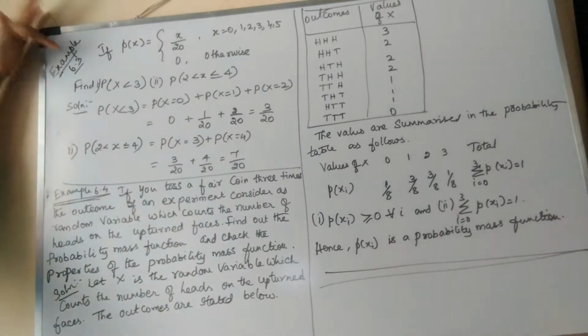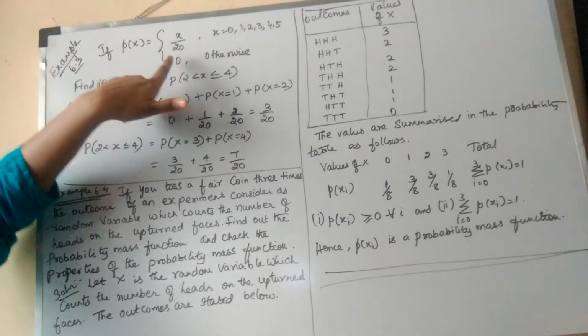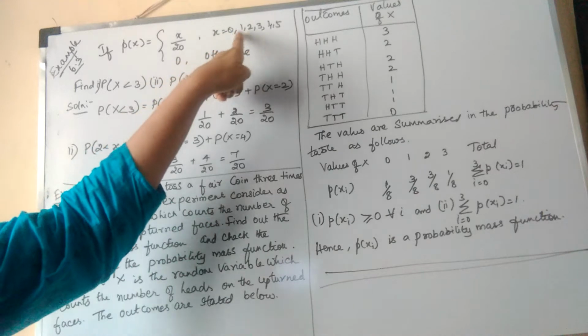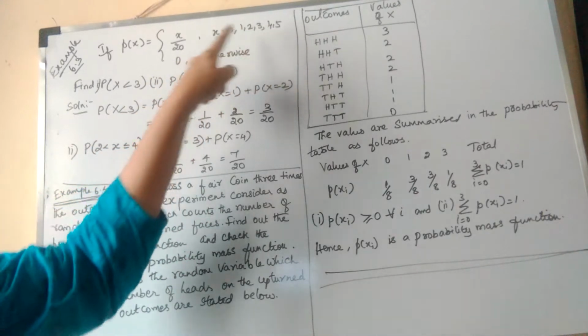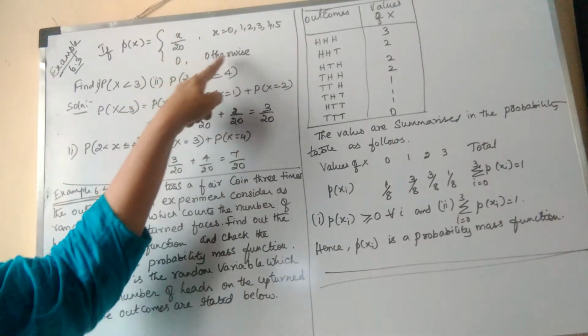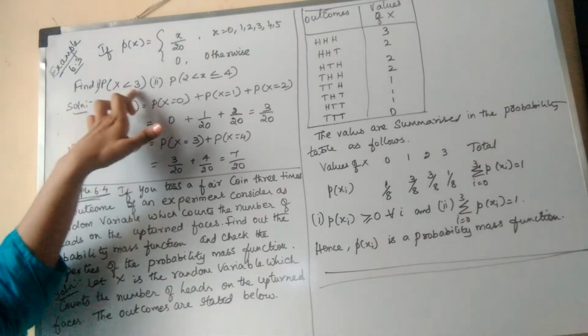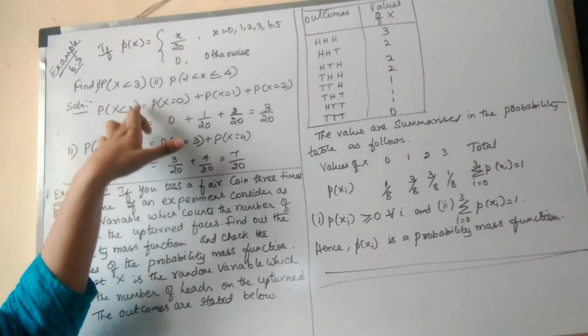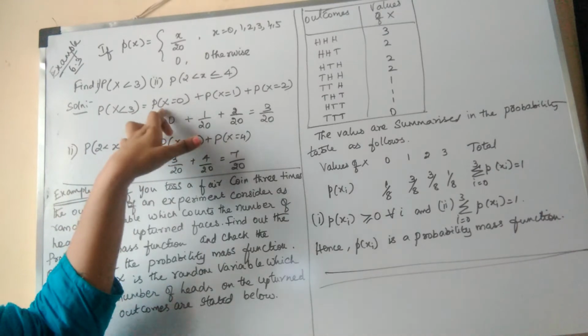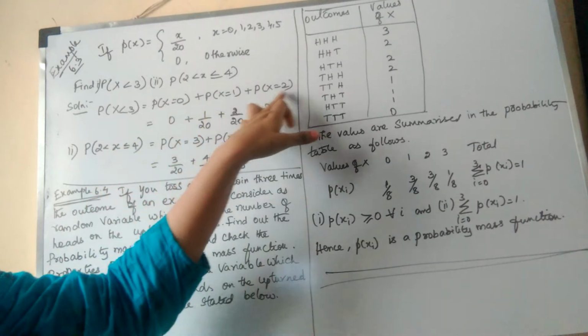We are looking at the next example, 6.3. If p of x is given as x by 20 for x values 0, 1, 2, 3, 4, 5, and 0 otherwise, find p of x less than 3. Less than 3 means x is equal to 0, 1, 2. The probability of x is equal to 0, x is equal to 1, x is equal to 2.